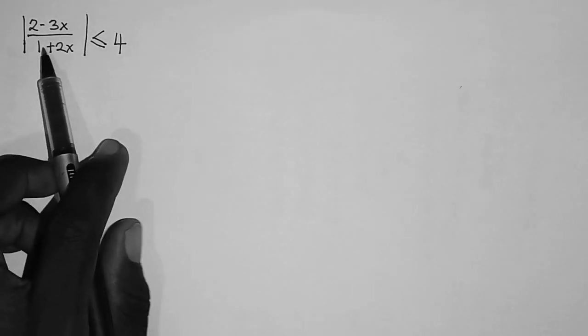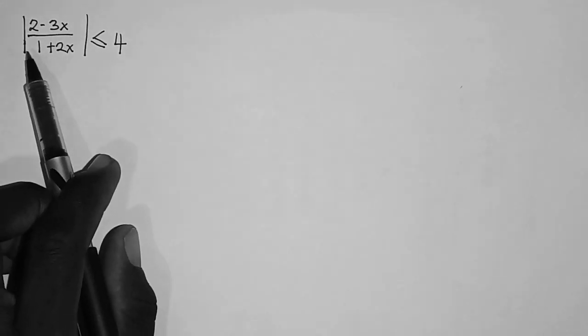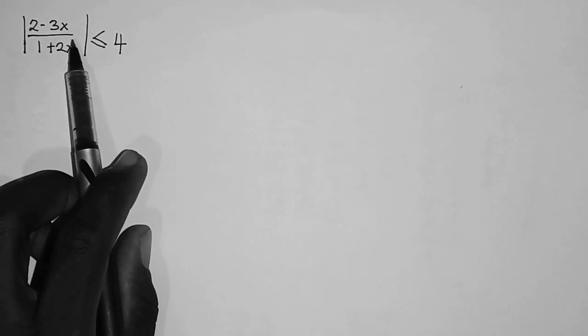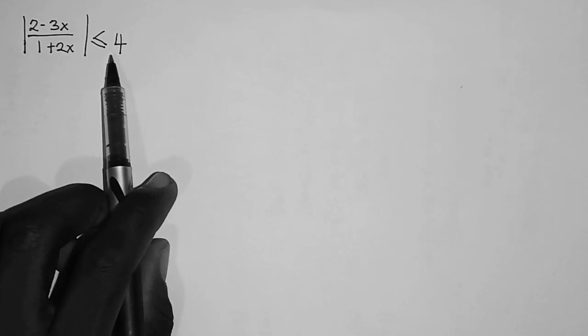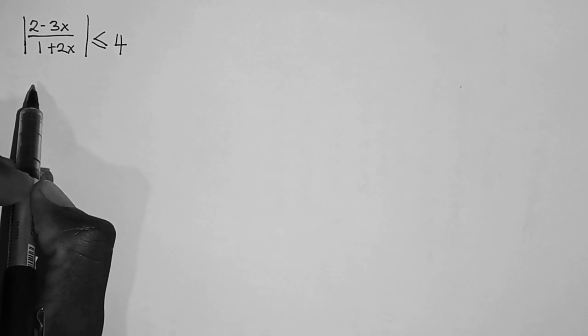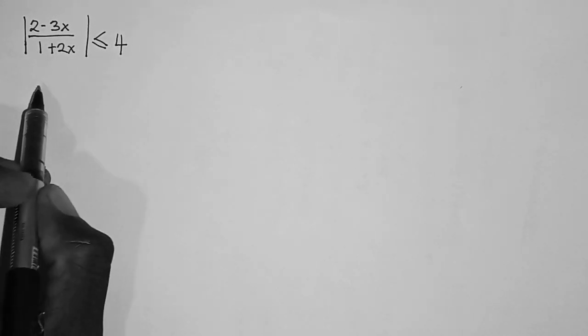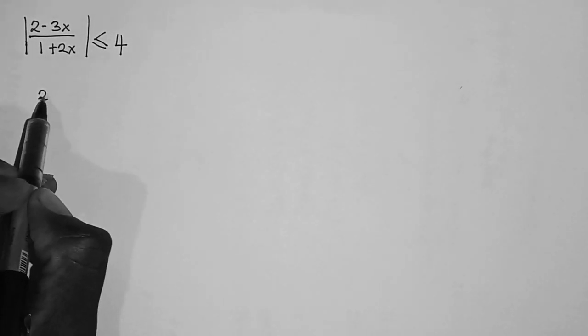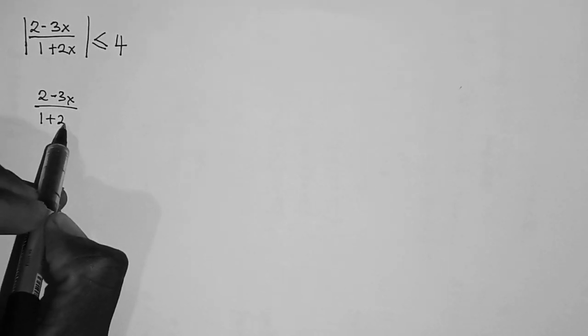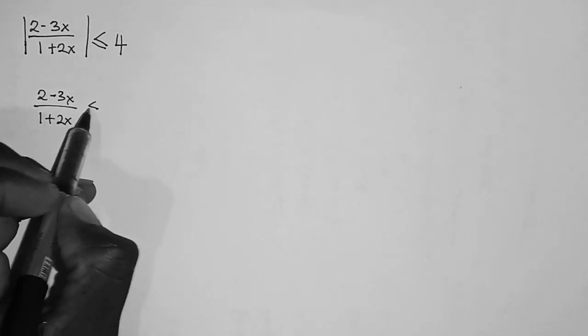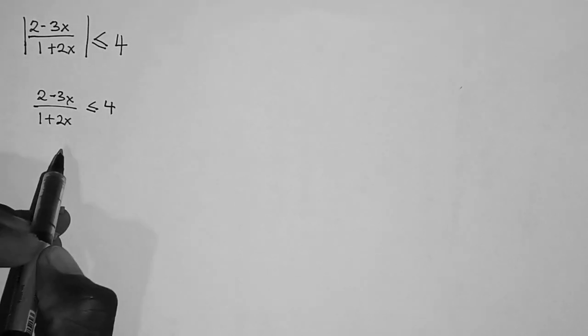In this video, we are going to solve absolute value problems and problems in linear inequalities. Let's consider this problem. The absolute value of (2 minus 3x) divided by (1 plus 2x) is less than or equal to 4. So we'll go about this by removing the absolute value sign. So (2 minus 3x) divided by (1 plus 2x) is less than or equal to 4.